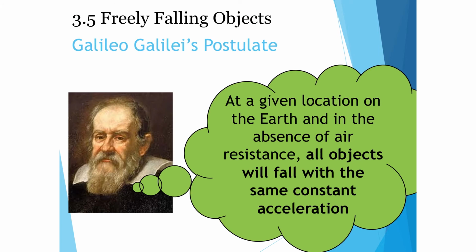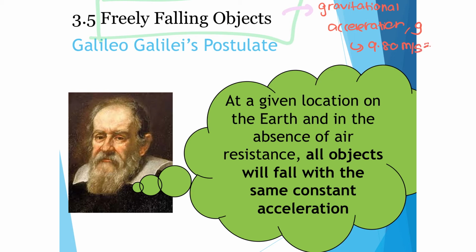Okay, when we talk about free fall objects, definitely these objects are going to be influenced by gravitational acceleration. Basically, all the objects in this world will be affected with the same g, which has a value of 9.80 meters per second squared, or you can actually use 9.81 meters per second squared.